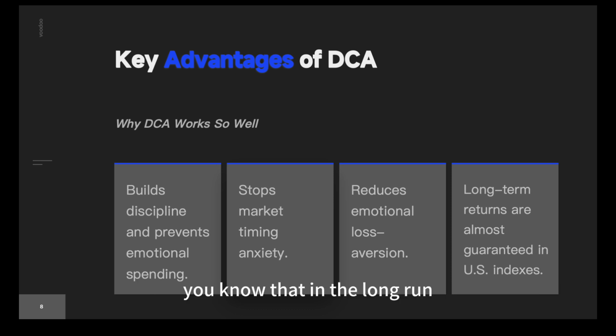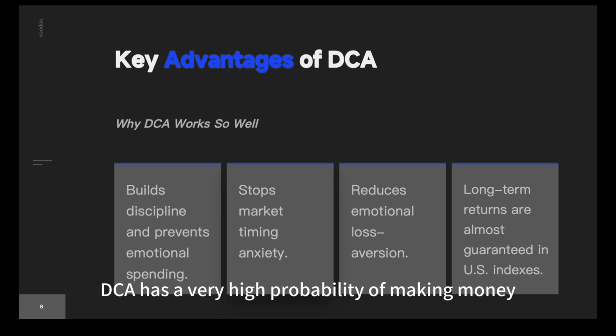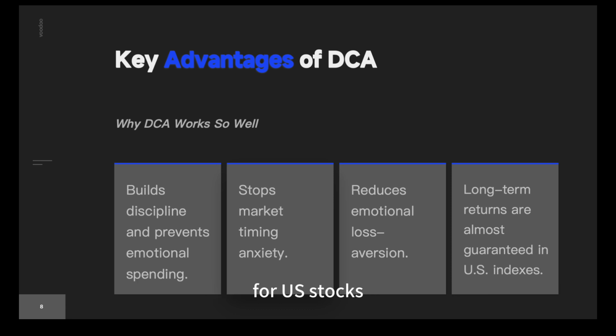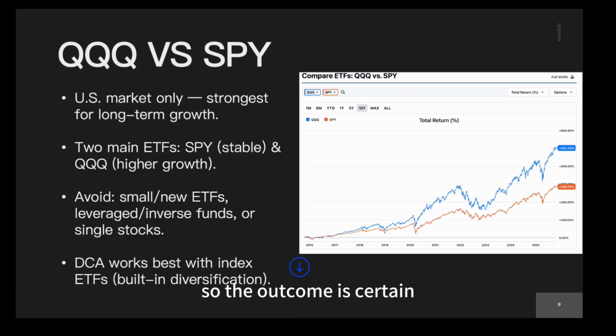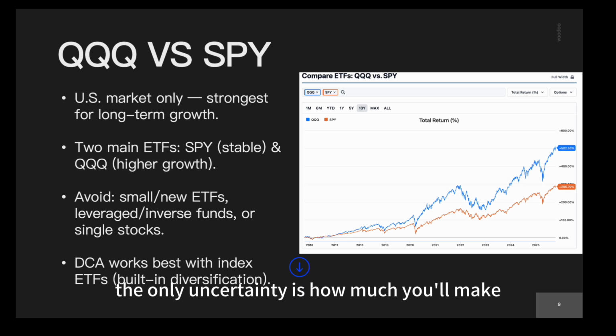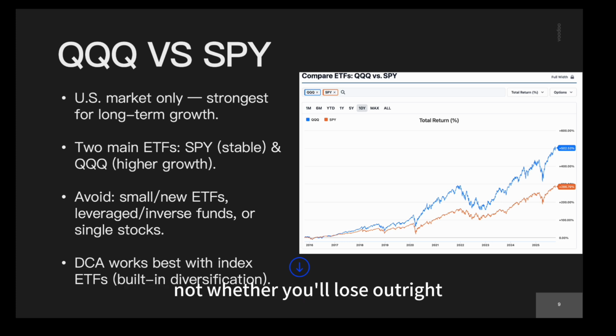You know that in the long run, DCA has a very high probability of making money. For US stocks, it's practically a 100% success rate. Historically, the indexes always go up in the long term. So the outcome is certain. The only uncertainty is how much you'll make, not whether you'll lose outright. That's about the benefits of DCA.